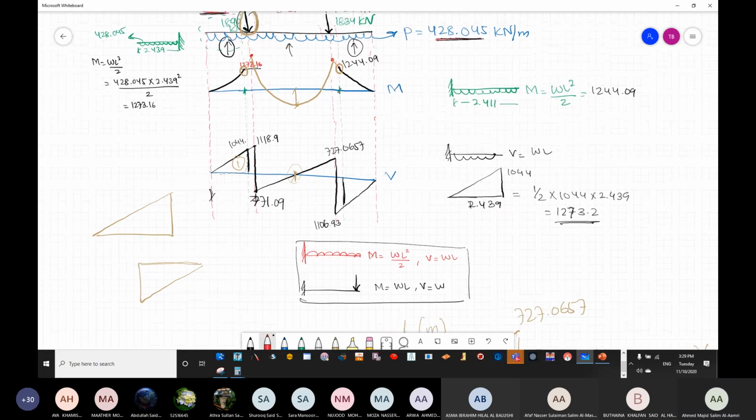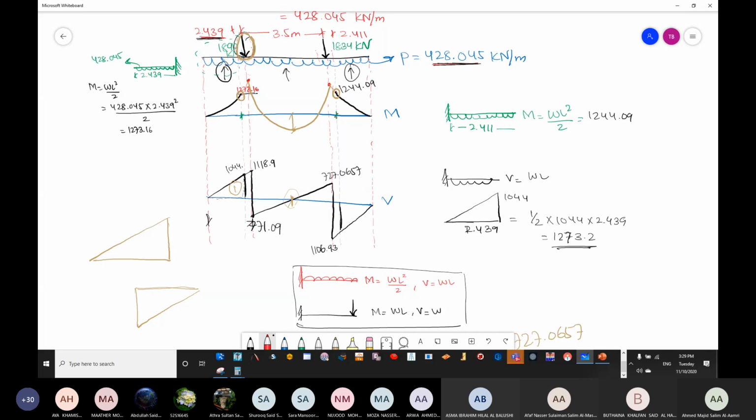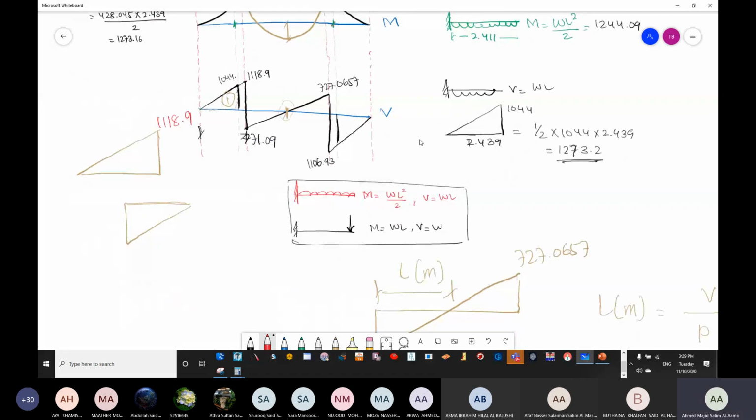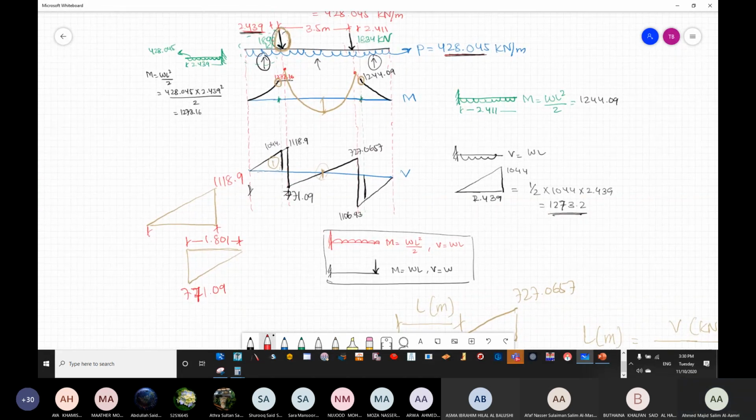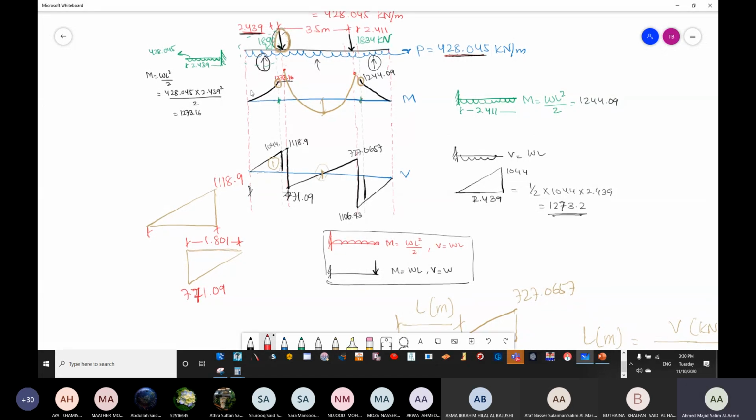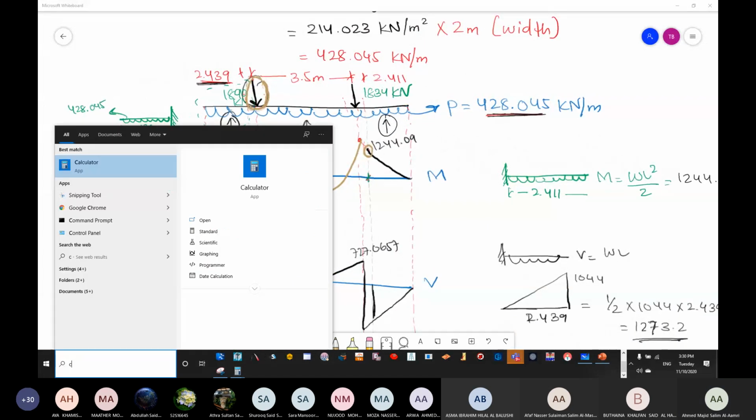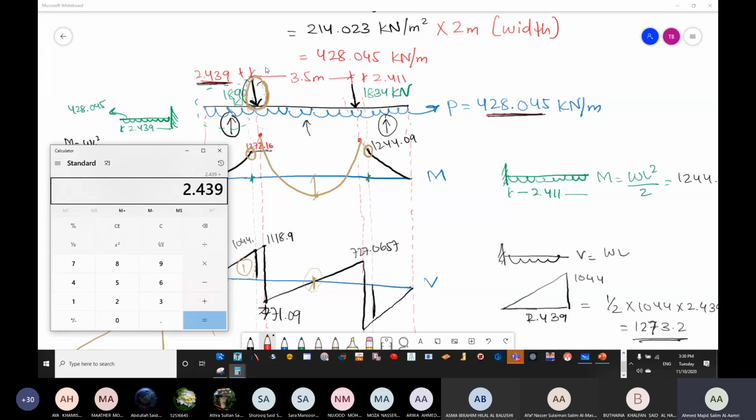Okay. This is 1118.9. This is 771.09. This is the distance from here to here. We have got it to be 1.80 now, and then this distance, how much is this distance? 2.439 plus 0.175.